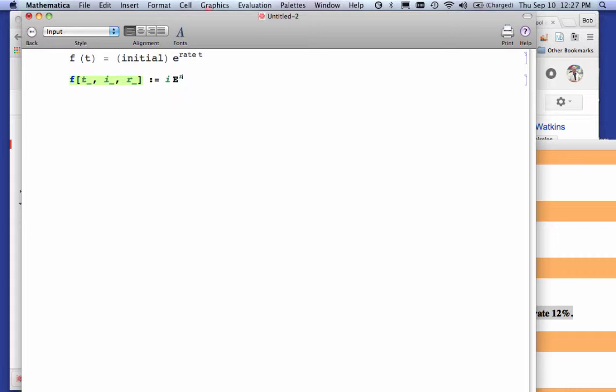I'm going to do R for rate. I'm going to hit a space, and I'm going to hit a T. Now I'm going to hit a control space bar to get out of the superscript. I'm going to shift evaluate that.